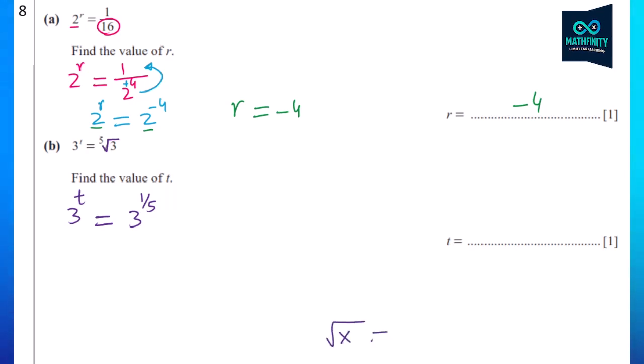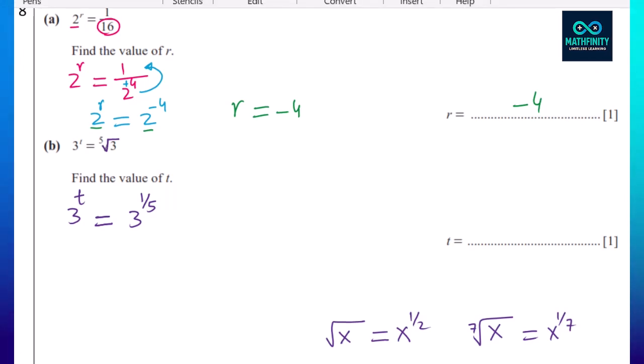Okay, a simple square root we can write as x power 1 by 2, but if any other number is there, we have to write the same, like seventh root, so you have to write x power 1 by 7. Okay, so the power was 5, so I wrote 1 by 5. After this, the bases are the same on both sides, so we will equate the powers. So we can write t equals 1 by 5. That's it.